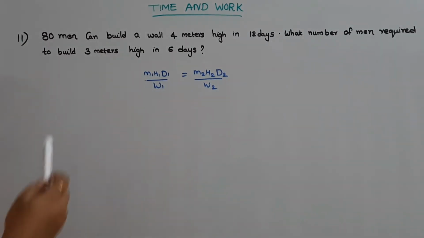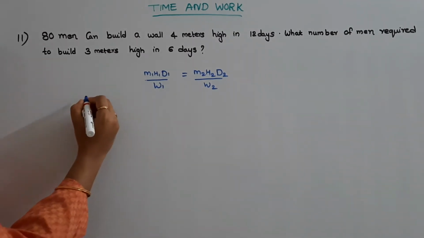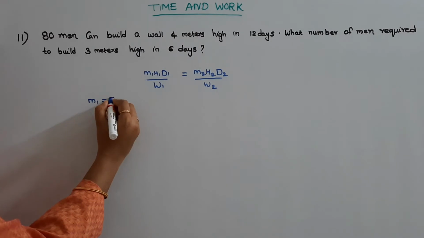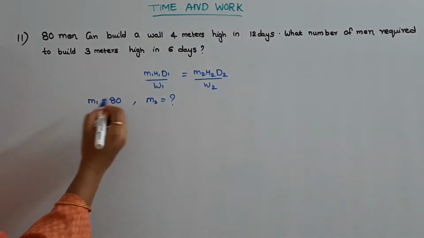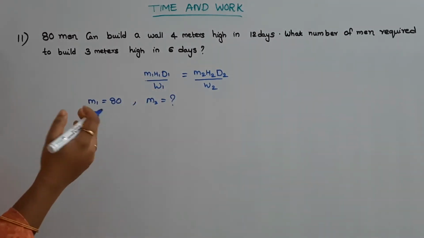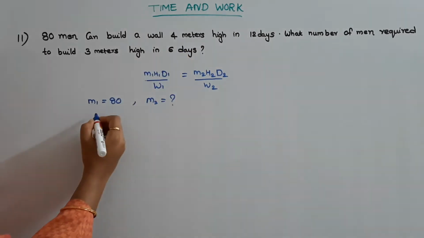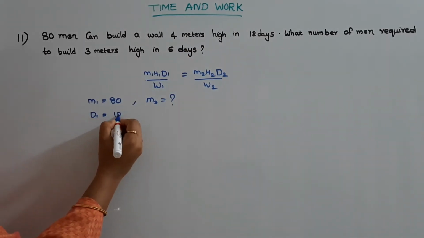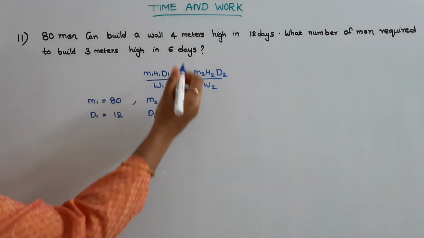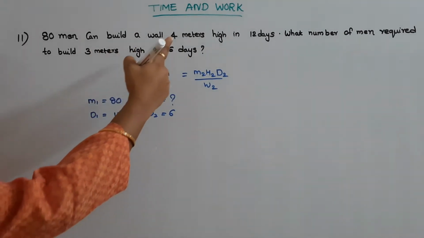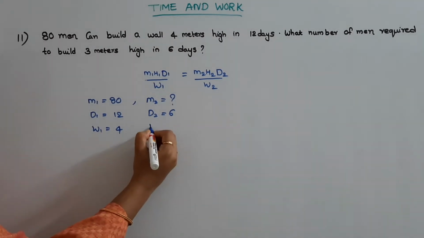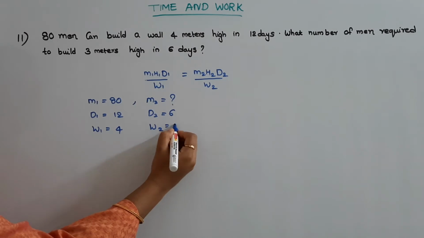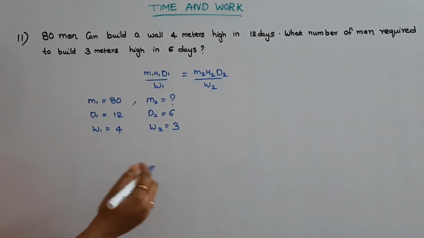Now in this question, let us substitute the values in this particular formula. Here M1 is equal to 80. M2 we don't know, we need to find it out. H1 is not given, so neglect it. D1 is given as 12 days. D2 is given as 6 days. And the work done in the first case is 4 meters and in the next case the work done is 3 meters. Now substitute these values in this equation.